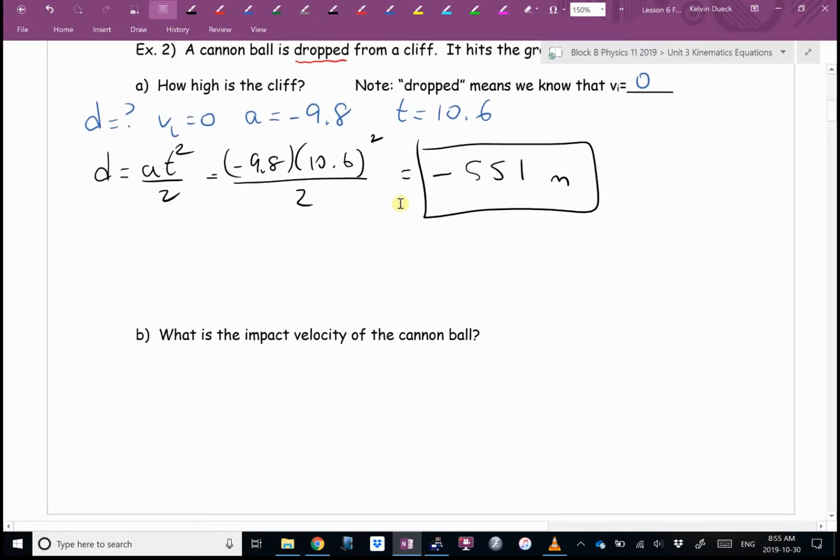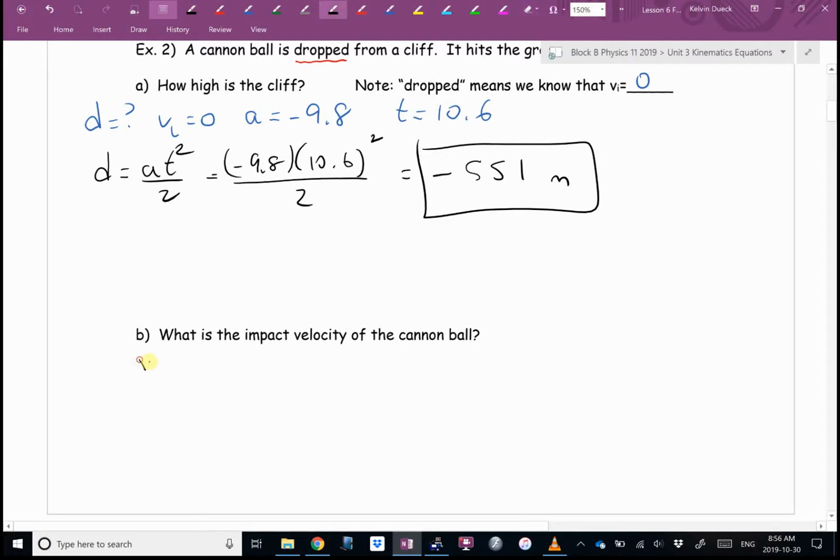B. Sky, when you're done yawning, what's B want me to find? Which one? What is VI? What's VI? Look up. What's VI? 0? Oh, did you say that? I didn't hear you. So it's asking us to find VF. And that's how I would put it together. I would say, well, VI was 0.